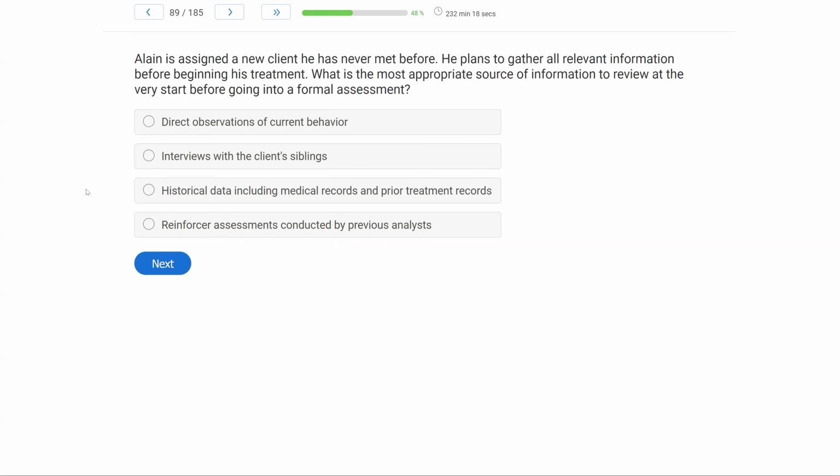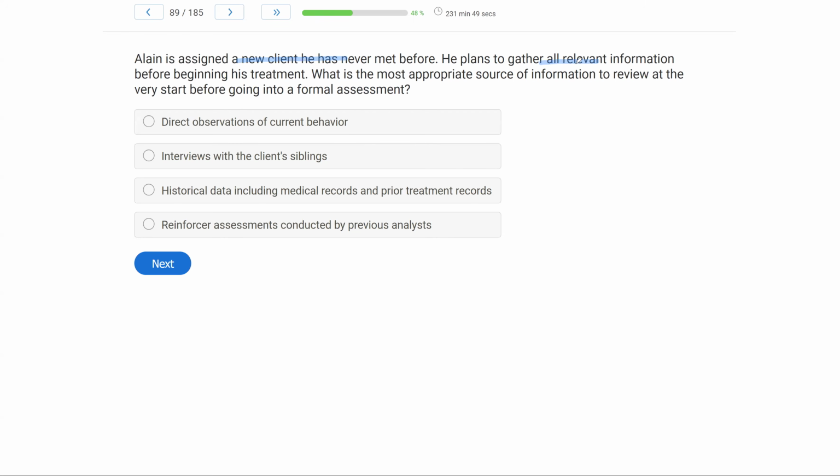Elaine is assigned a new client he has never met before. He plans to gather all relevant information before beginning his treatment. What are the most appropriate sources of information to review at the very start before going into a formal assessment? Pretty straightforward and obvious question. At the onset of cases, we want to review relevant information. And what might relevant information include? Because Elaine has a new client, never met, he wants to gather the appropriate information.